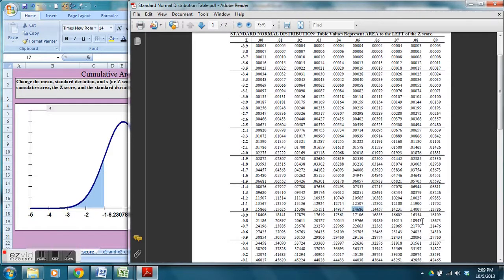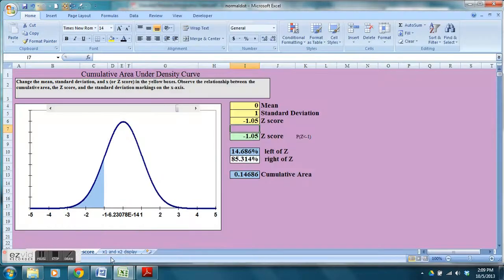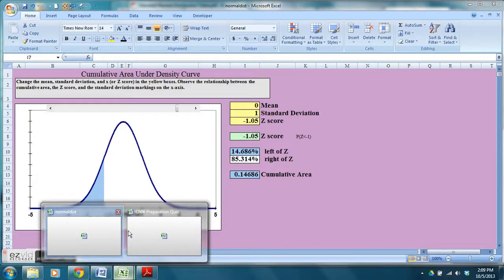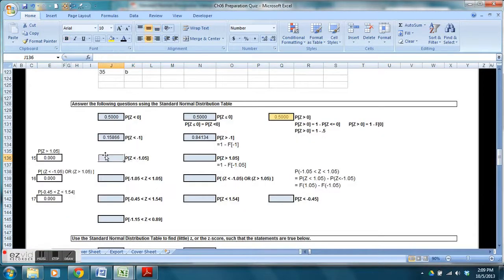0.1486. That's the probability. It's given to you in the table. Now, the probability that z is greater than 1.05, just like right here. That is going to be equal to 1 minus the probability that z will be less than 1.05.